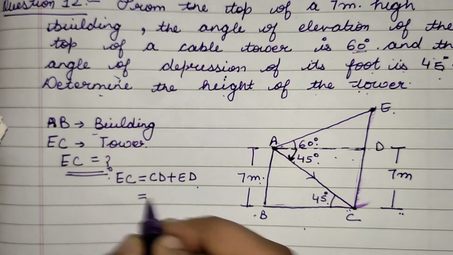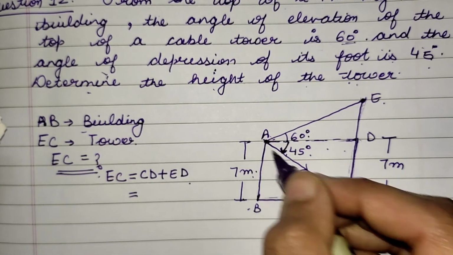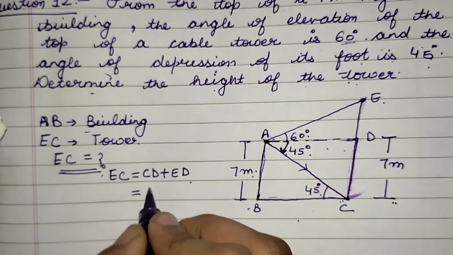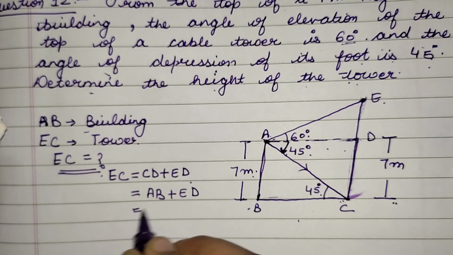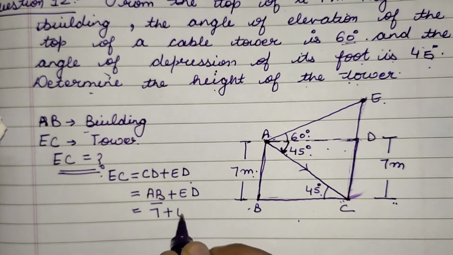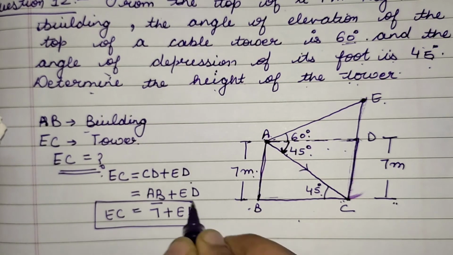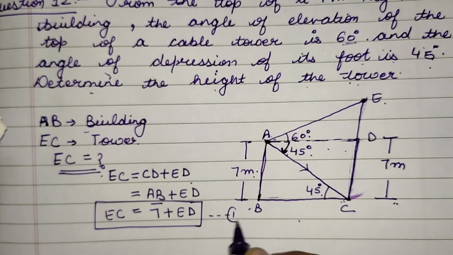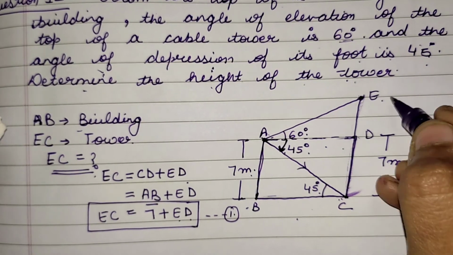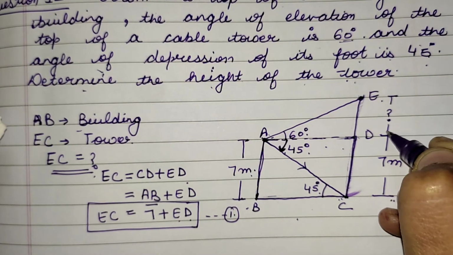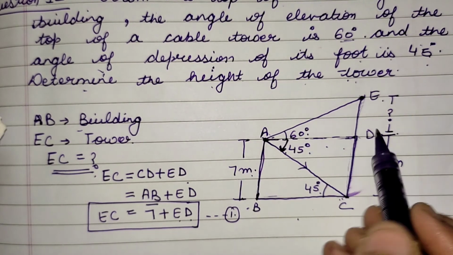Okay, and from the figure you can see that CD is equal to AB. I can write down AB plus ED, and AB is what? AB is my 7 and this is my ED. So I have to basically find out what? I have to find out the value of ED. This value I have to find out. Okay, so now how to find out this value?